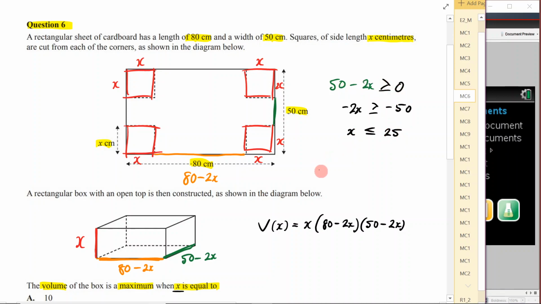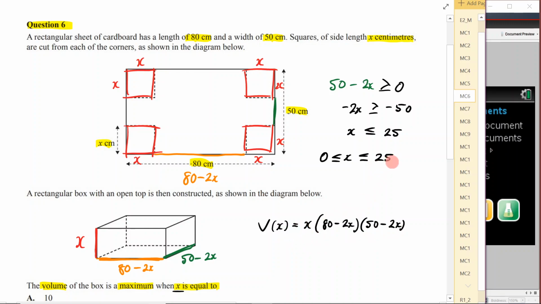So what I can say in terms of my x is that my x is going to have to be between these values right here. It has to be greater than 0 but less than 25. And if we were to let x equal 25, if you look here for a moment, 50 minus 2 times 25 will be 50. 50 minus 50 is 0, so the volume would be just 0.